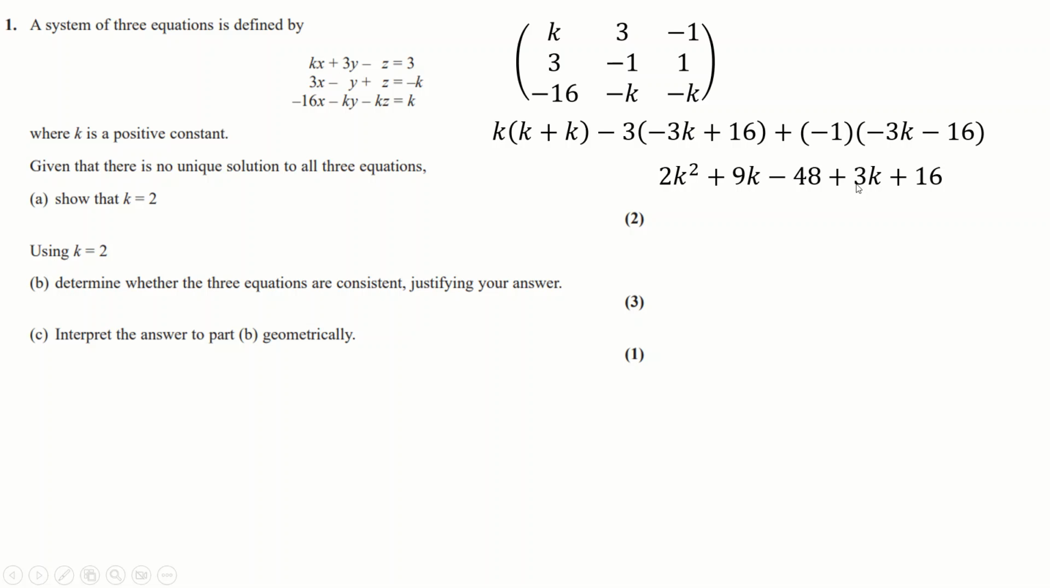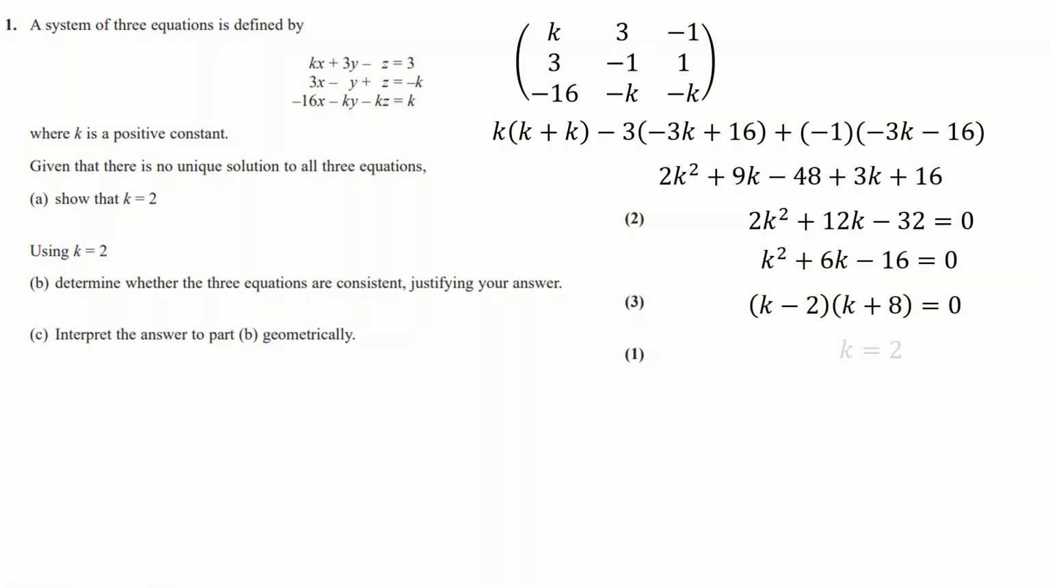And again, we want that to be 0 for no unique solution. So we tidy up a bit, we set it to 0, and we find two values of k, which are 2 and minus 8, but we reject minus 8 because it says k is a positive constant, so therefore k is 2.